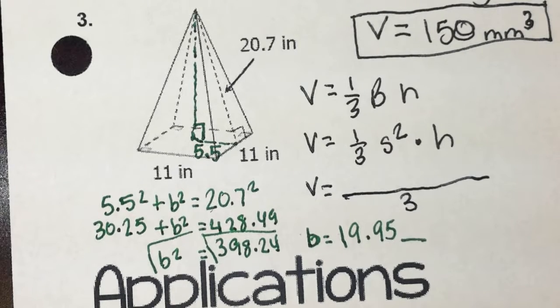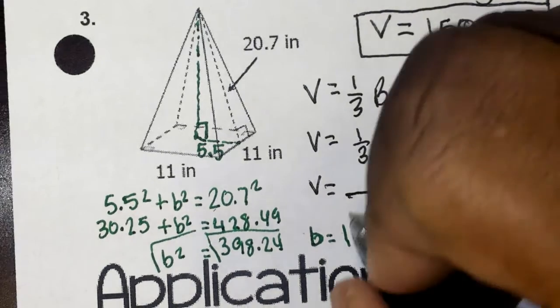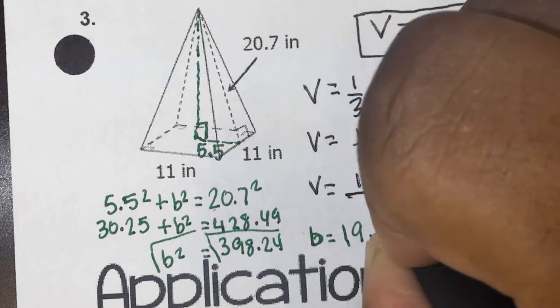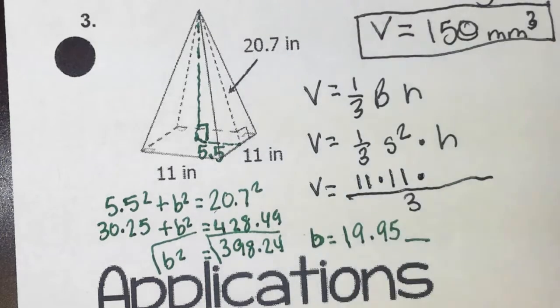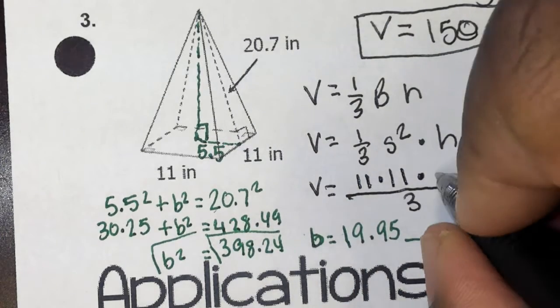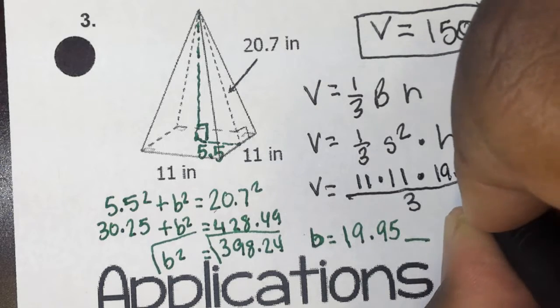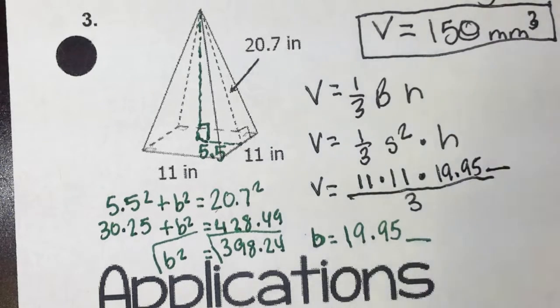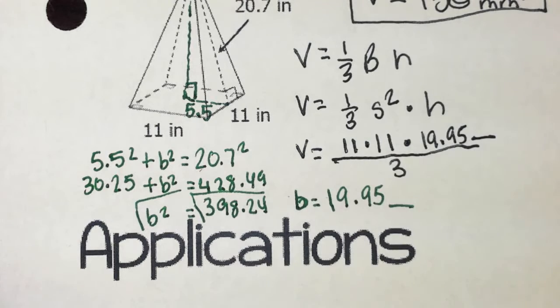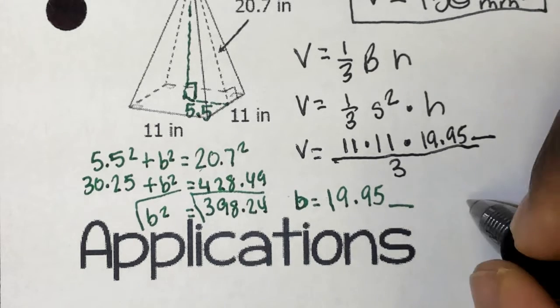S squared is 11 times 11. And then times the height, which we just got, which is 19.95, repeating whatever that is. So in the calculator, that number that you got, times that by 11, times 11, then divide by 3. And then I think we round to the nearest 10.